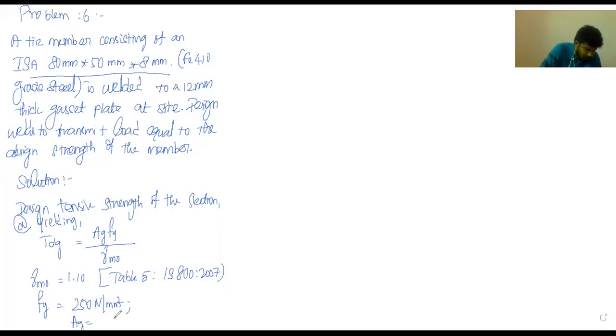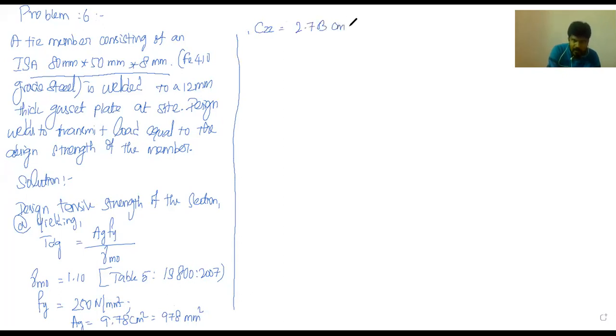So A_g value is equal to 9.78 cm square, which is nothing but 978 mm square. And the Z value we also need. C_z is equal to 2.73 centimeter, which is nothing but 27.3 mm.